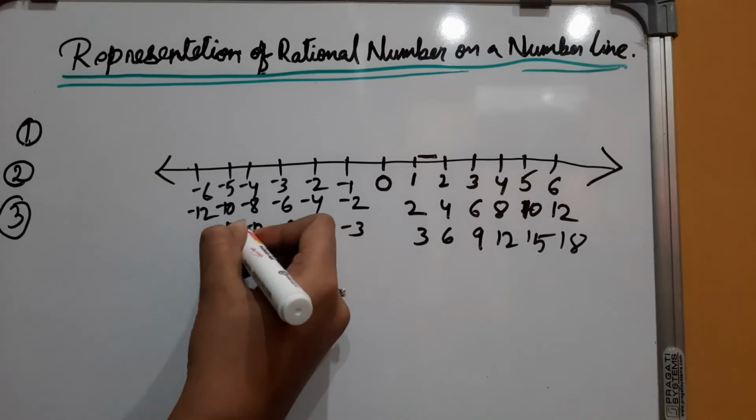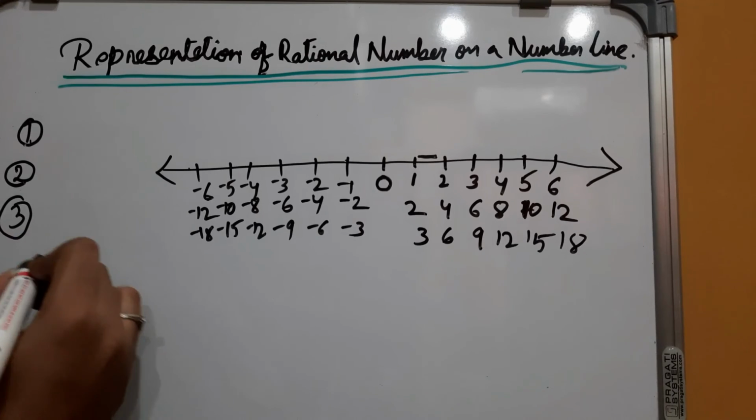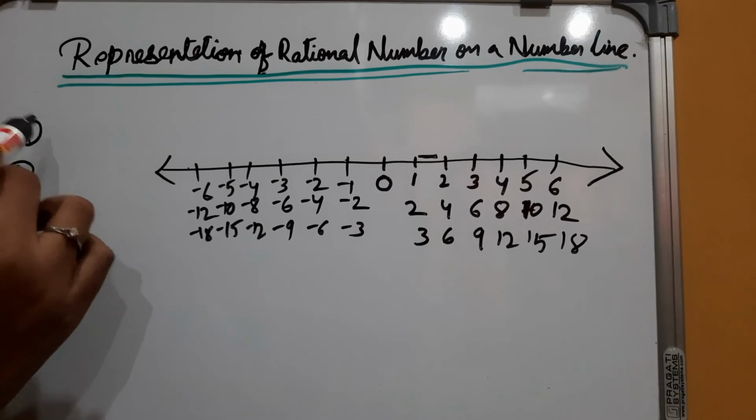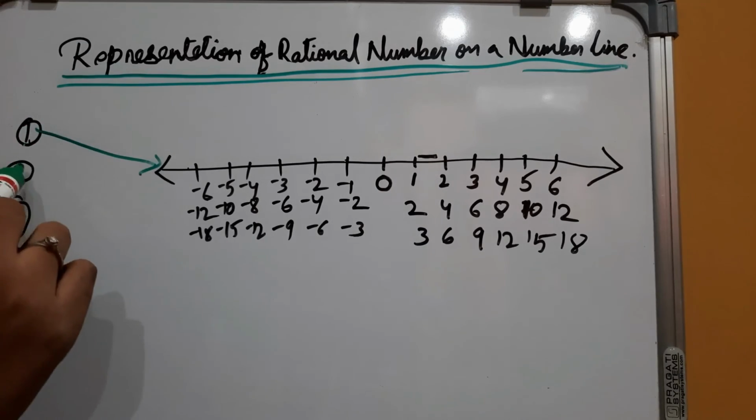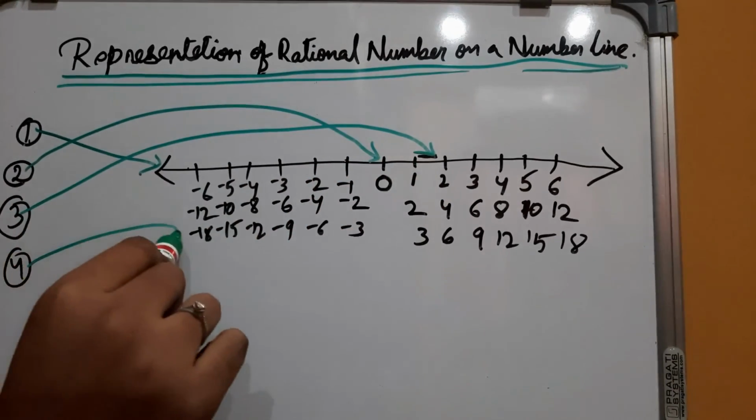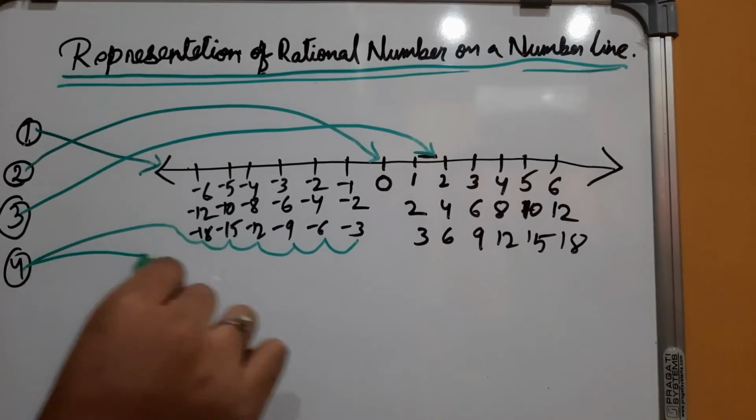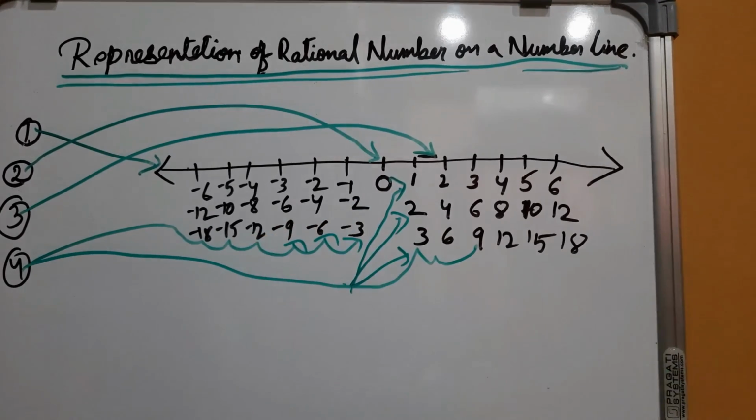We do the numbering. So first one is drawing the straight line. So let me write the fourth one. So first one is drawing a straight line and giving the arrows. Second one is marking 0. Third one is selecting the unit, and fourth one is just numbering. So these are the steps, and this was the explanation of rational numbers.